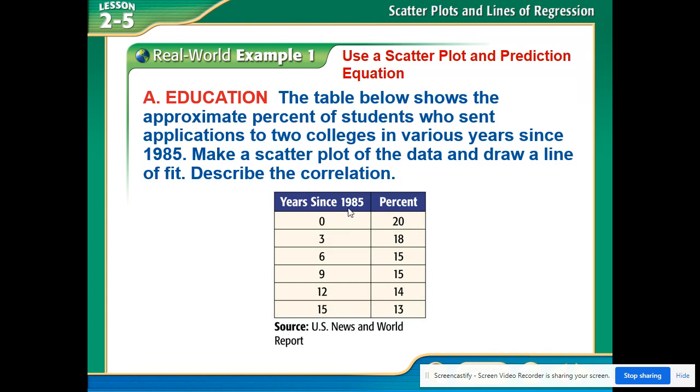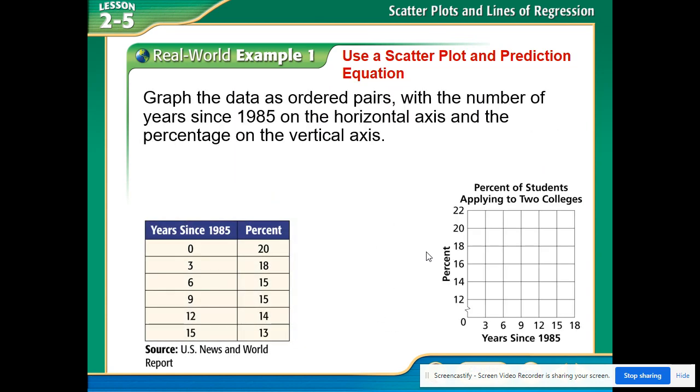Here's another one. We're going to use 1985, and this is the percent of people that have applied. So this is years from 1985. So this is 1985, this is 1988, 1991, so on and so forth. And L1, L2 again. Plug those in.